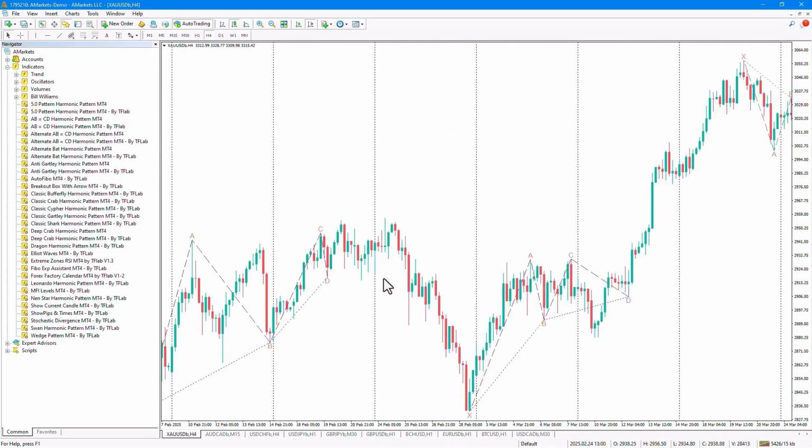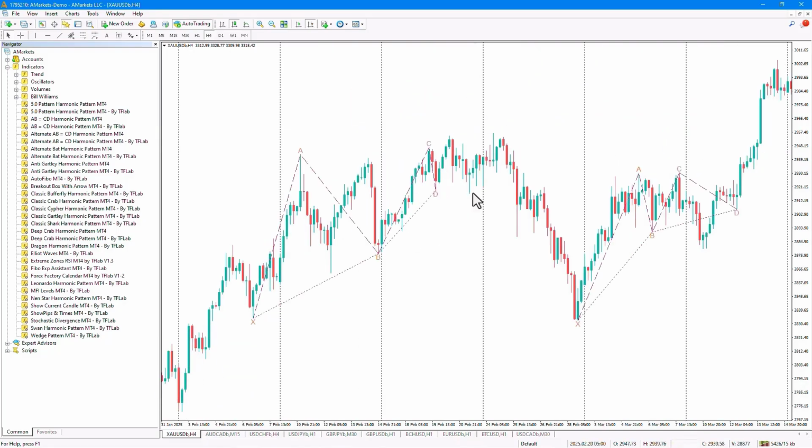By using the D point identified in the harmonic pattern, they can determine the potential price reversal zone or PRZ and enter a buy or sell trade in the market.